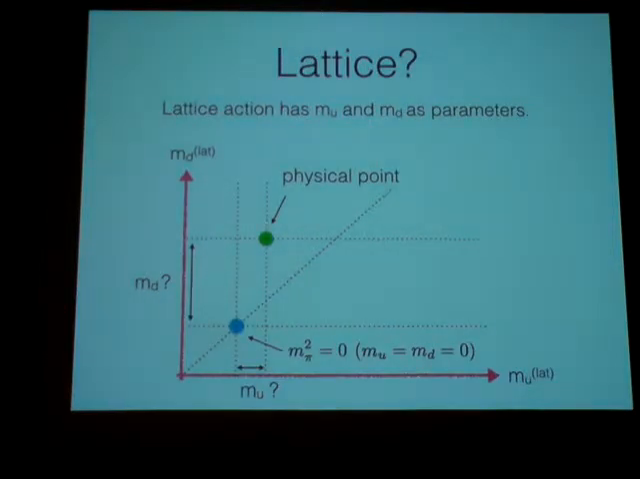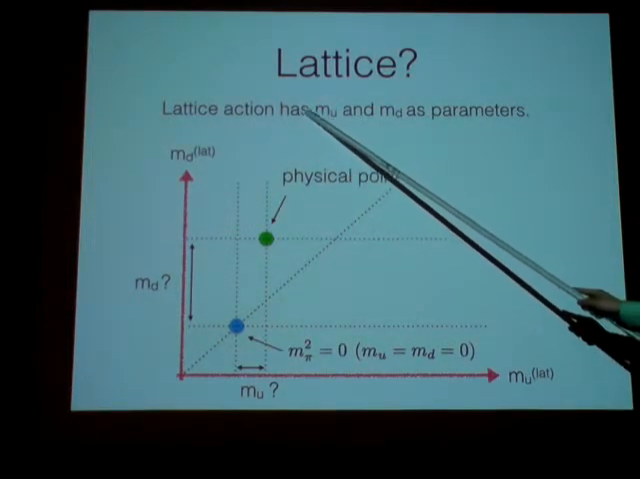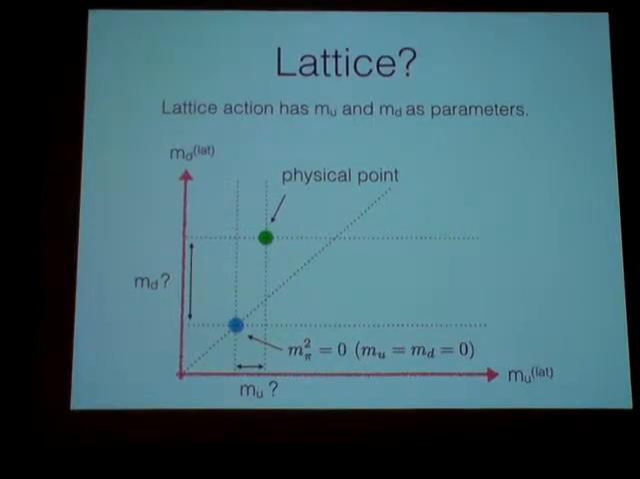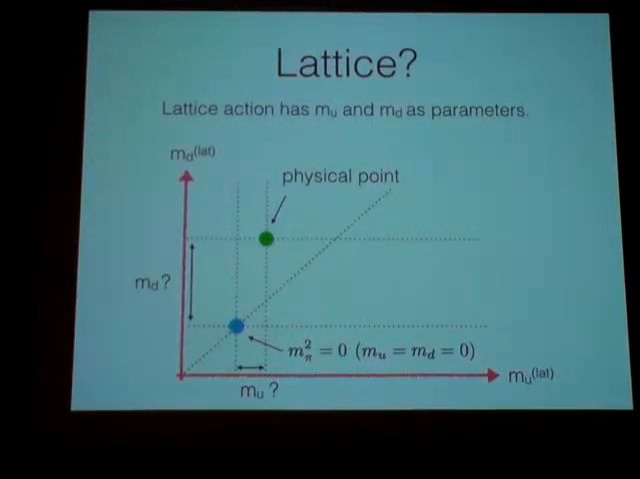So that makes us do lattice simulation to understand the size of the quark mass, whether it's zero or non-zero. But the lattice still has a difficulty. The lattice action has quark mass. Lattice is just doing the path integral on the computer. But the lattice action has up quark mass and down quark mass as parameters in the Lagrangian. So that's good. You can check if that is zero or non-zero by just comparing with a physical quantity like the meson spectrum.